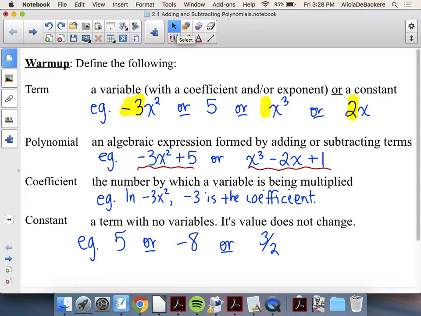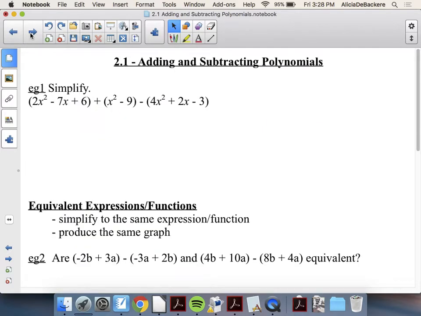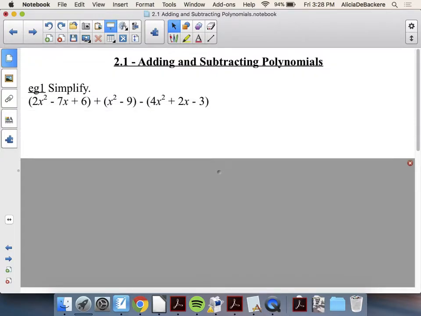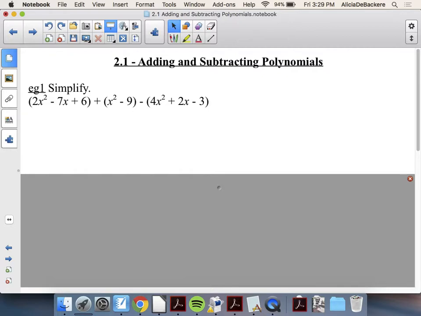All right, so we'll get started on today's lesson, and I hope that you find this just a refresh from previous years. This is nothing really new here. We're going to talk about adding and subtracting polynomials. So our first example asks us to simplify. So it's just jogging your memory. Do you remember what it means when I have adding or subtracting between different polynomials?